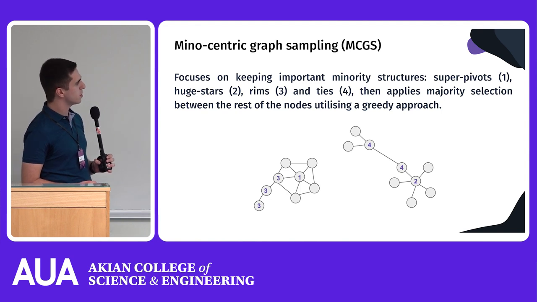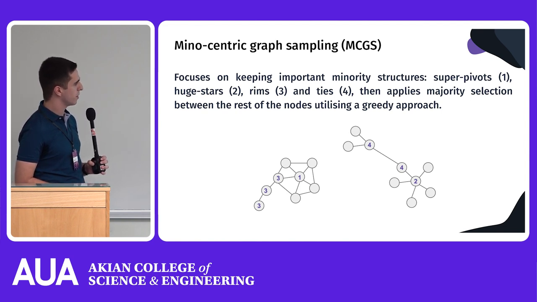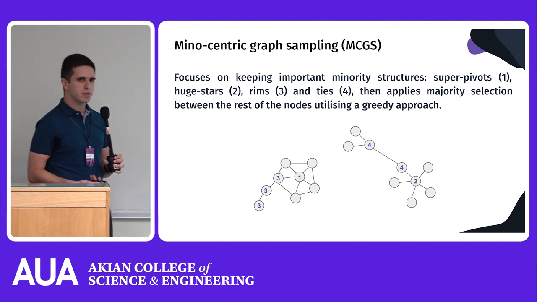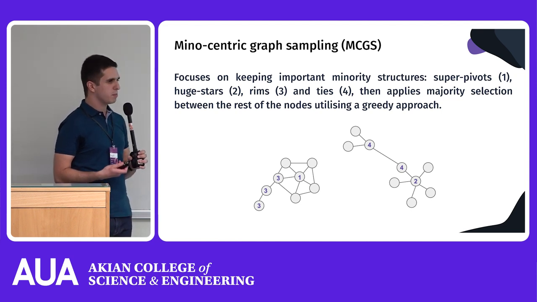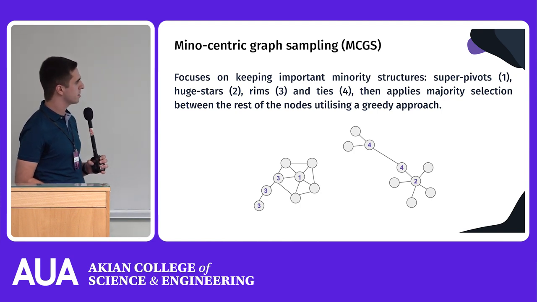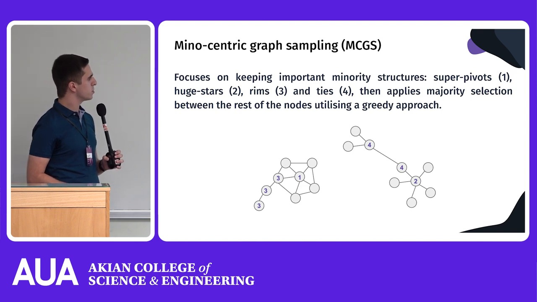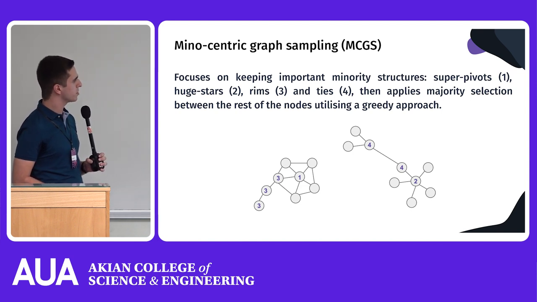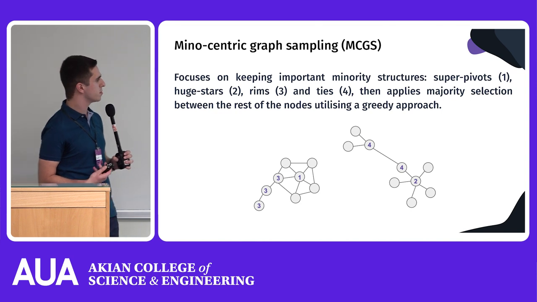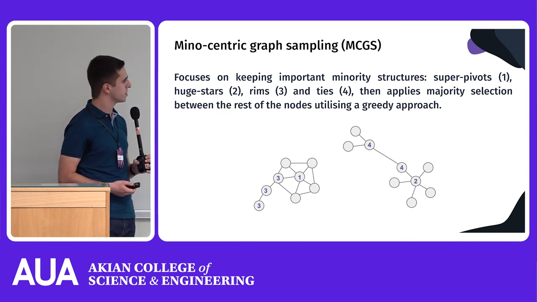The first ones are super pivots. We can note one here. Super pivots are nodes with high degree, meaning a node that has a lot of connections with other ones, and also with high connectivity between its neighbors. We can see here that such nodes, marked by number one, are called superpivots. So they are mostly important structures in the graph.